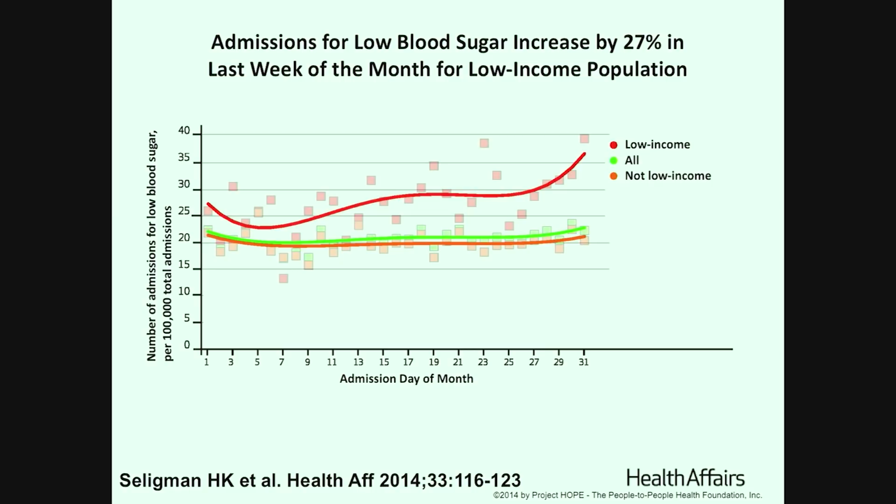In this green line in the middle, you see every single hospital admission of all people across the state of California for low blood sugar, and it's basically flat. You have an equal chance of being admitted on the 1st, the 2nd, the 3rd, or the 31st of the month. But if you look at the red line at the top, these are the lowest income quintile of patients. On every day of the month, the lowest income quintile has a higher risk of being admitted for low blood sugar, but it's a 27% higher risk at the end of the month than the beginning of the month, suggesting that food insecurity is having a real impact not only on people's health outcomes, but on admissions to the hospital. So, a 27% increase at the end of the month.